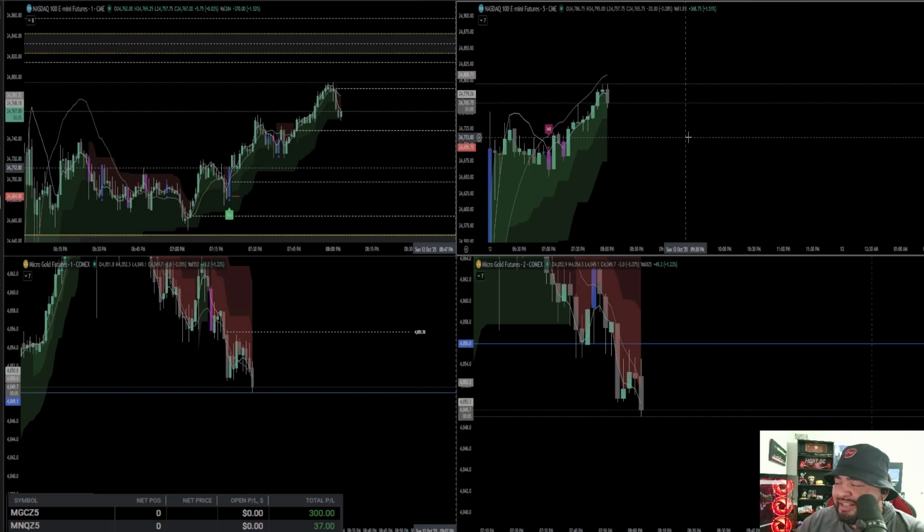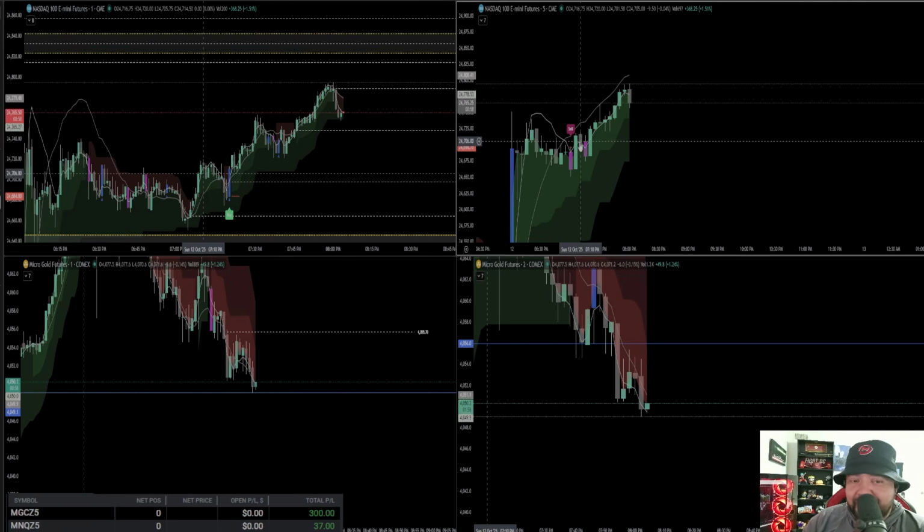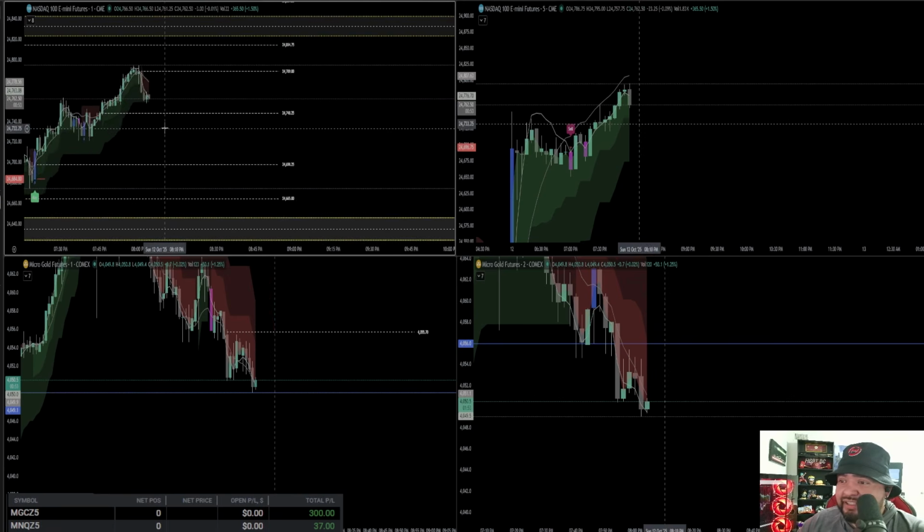The 5 minute EMAs look horrible. They want to cross up, but I think it's going to pull down some before it can cross up. They just look ugly. NQ to me looks ugly as hell right now.